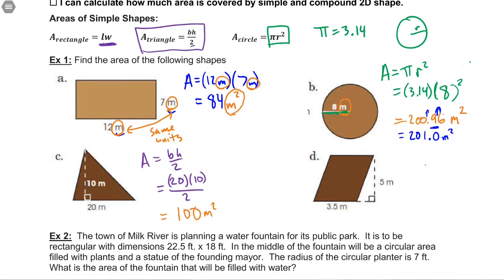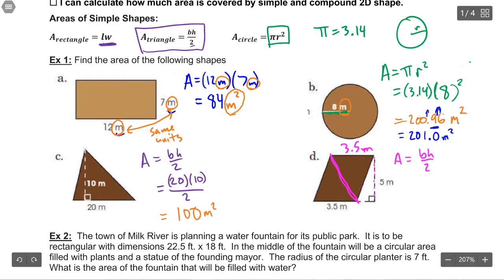Now D, there is actually a formula for this type of shape, but you actually don't need the formula for it. All that you can do is just split this into 2 triangles, right? And those 2 triangles are both 3.5 meters for the base, and they're both 5 meters tall. And so the area of this is going to be our base times our height divided by 2 for our triangle.